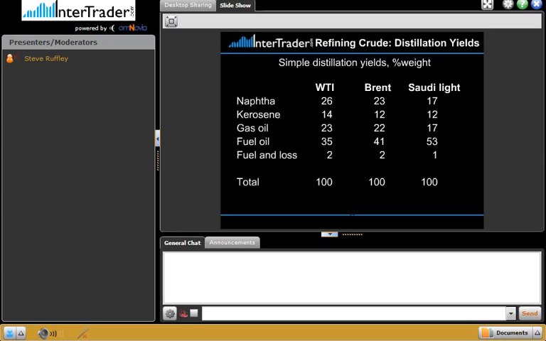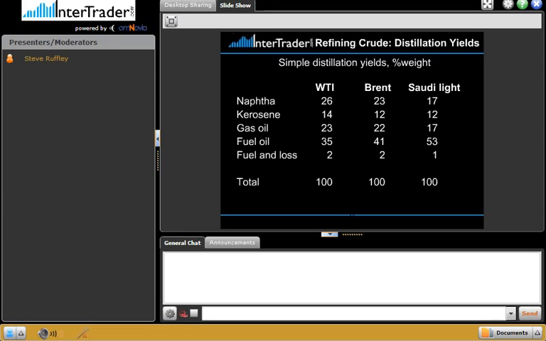So we're talking about refining our crude and the distillate yields. These are the basic breakdowns of what we get, percentage-wise, from these three particular products: the WTI, Brent, and Saudi light crude. So the best thing to do is look at things where there's a big variance. Most things like the fuel oil and loss are fairly close. But if we look at something like naphtha, for instance, the Saudi light is 17%, the WTI is 26.